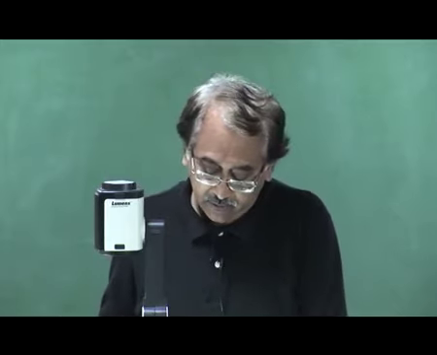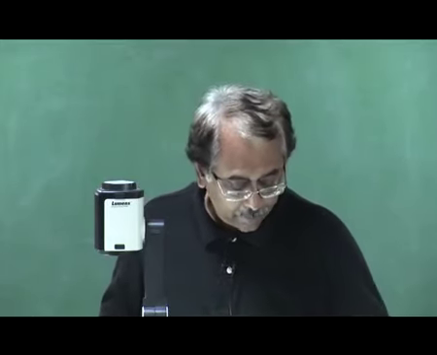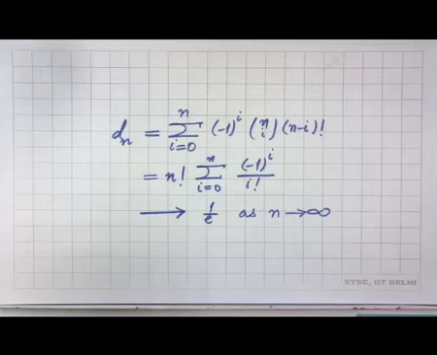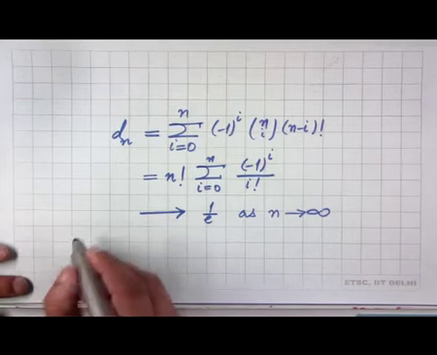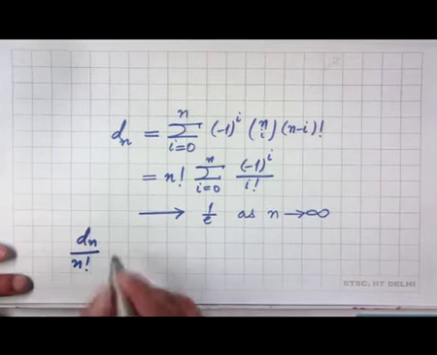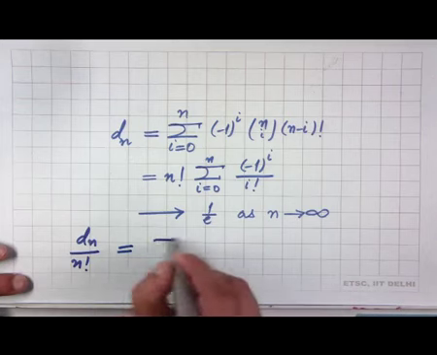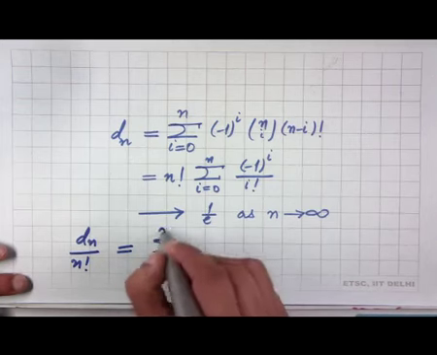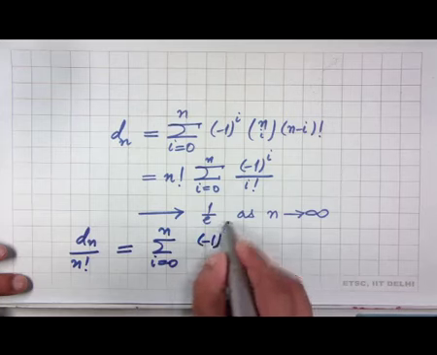Let me put this in a different slide. To summarize, dn is the sum i from 0 to n of minus 1 to the i, n choose i, n minus i factorial. After a very simple simplification, you get n factorial times the sum i from 0 to n of minus 1 to the power of i by i factorial. The thing that I wrote in the end comes from the following fact. It kind of answers the question that I asked. dn over n factorial is simply sigma i from 0 to n of minus 1 to the power of i over i factorial.